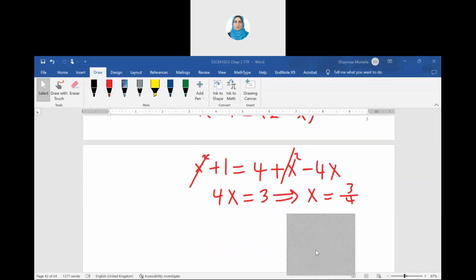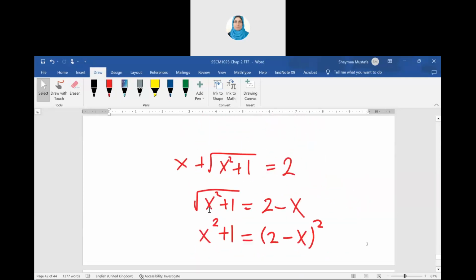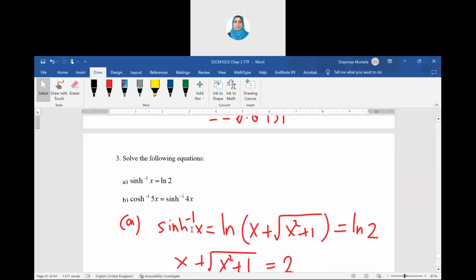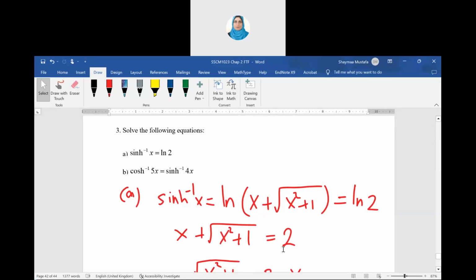In the first solution, what I did is I used the definition of sine inverse x, because I need to solve this one using definition. What is the definition of sine inverse x? It is equal to the natural logarithm of x plus root of x squared plus 1. This one is equal to natural logarithm of 2. Now solve this equation for x. First, ln with ln will cancel each other if you take the exponential of both sides. So you get this equation in x only.